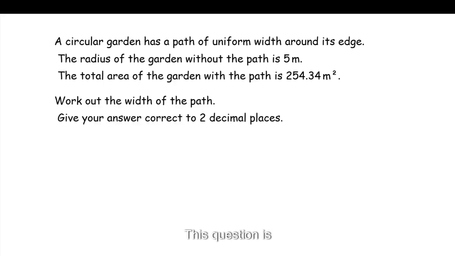This question is a common GCSE exam style question about area. Please pause the video and give this a try. When you want to check your answer, continue the video.